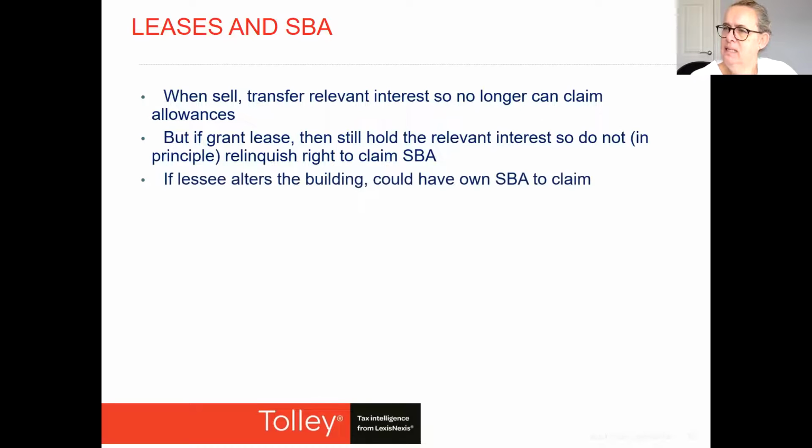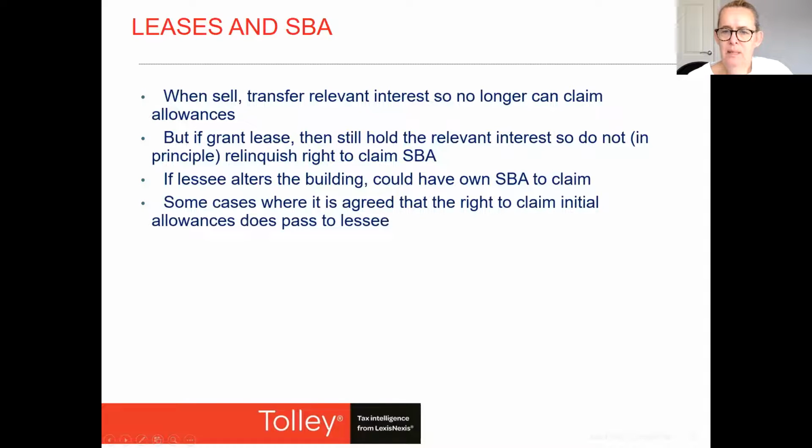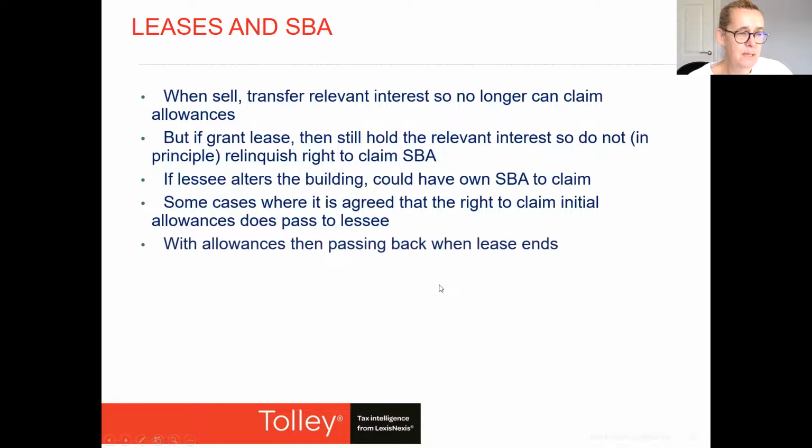Now, obviously, if the lessee does anything to alter the building, where that falls within the general definition of qualifying expenditure, then they can claim structures and buildings allowance on that amount, because they incurred the costs at a time when they actually owned a relevant interest in the property. But it's not just as straightforward as that, because there can be some cases where actually the right to claim the original SBAs, the structure and buildings allowance, does actually transfer across to the lessee. So in that situation, you have got to consider the particular provisions.